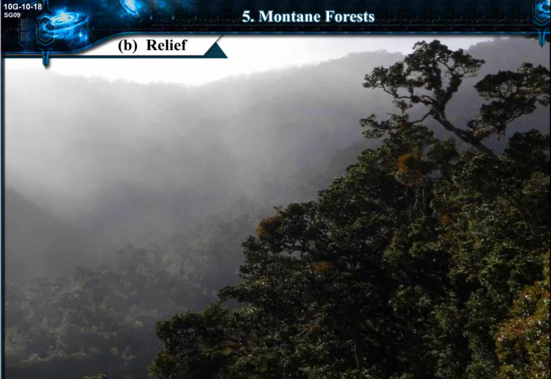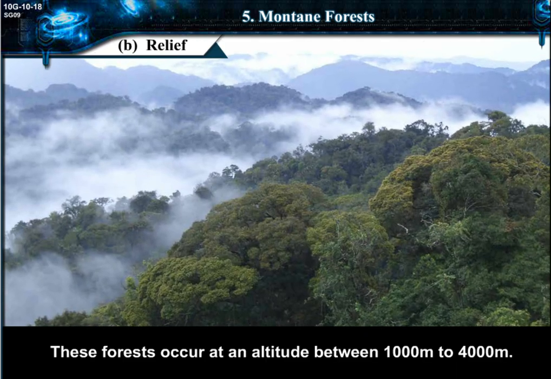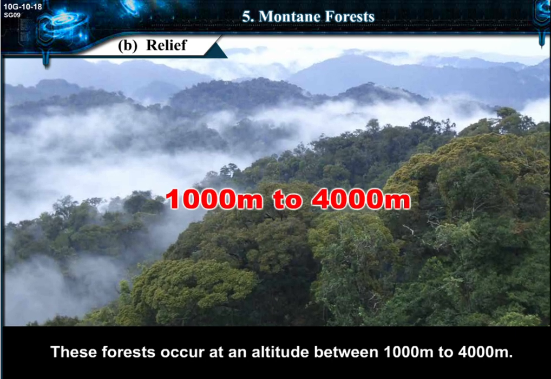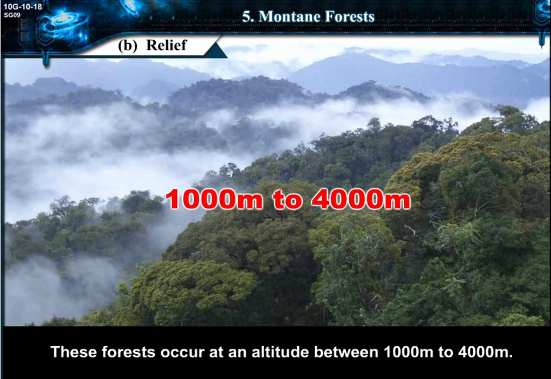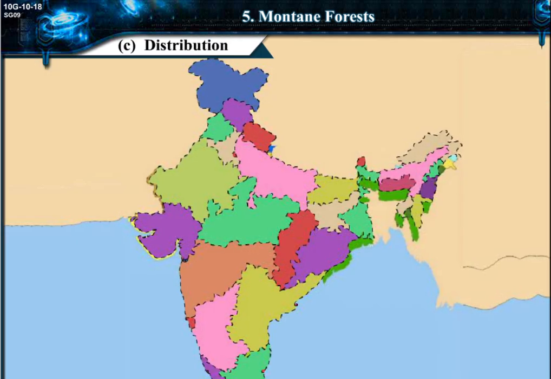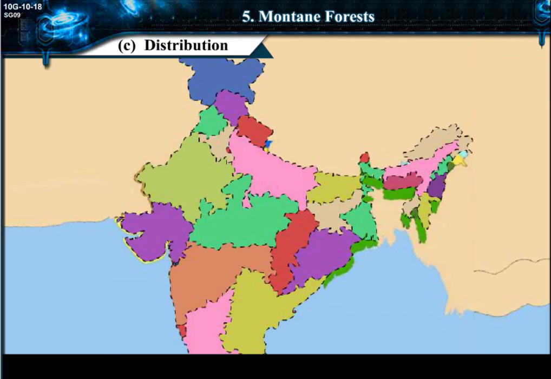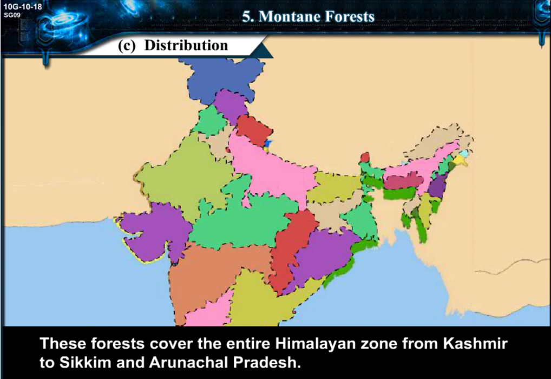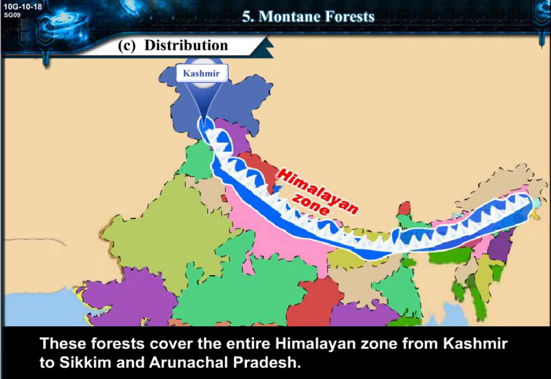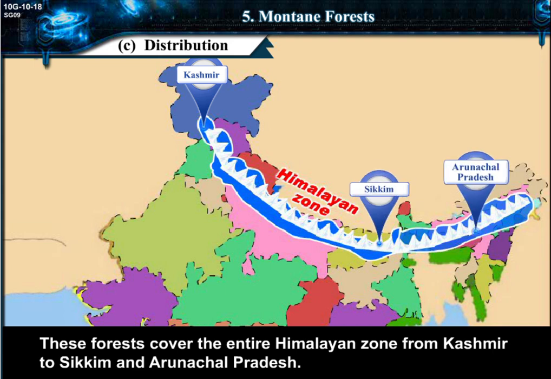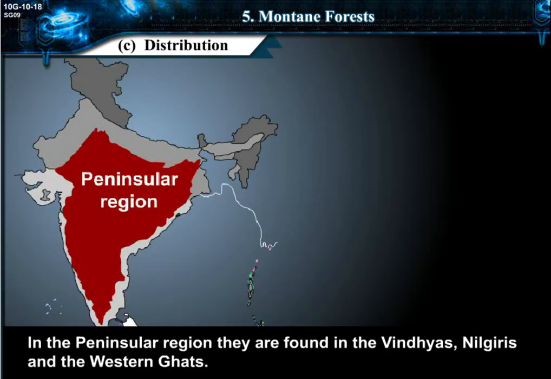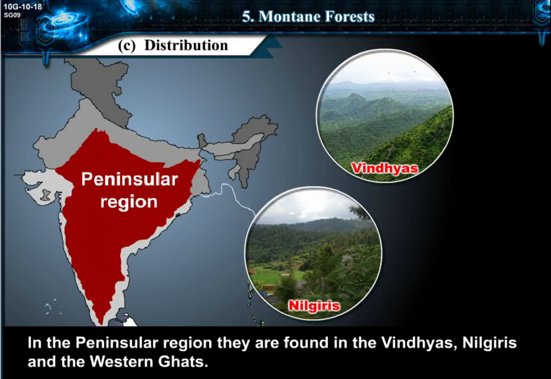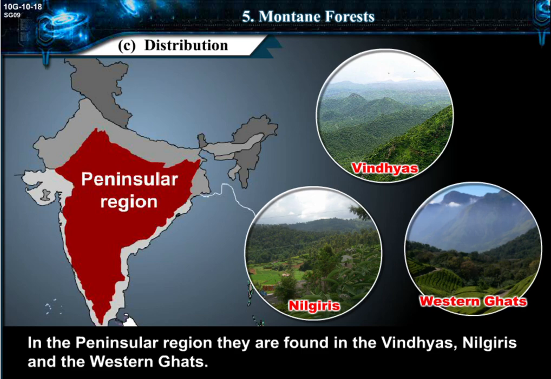B. Relief. These forests occur at an altitude between 1,000 meters to 4,000 meters. C. Distribution. These forests cover the entire Himalayan zone from Kashmir to Sikkim and Arunachal Pradesh. In the peninsular region, they are found in the Vindhyas, Nilgiris, and the Western Ghats.